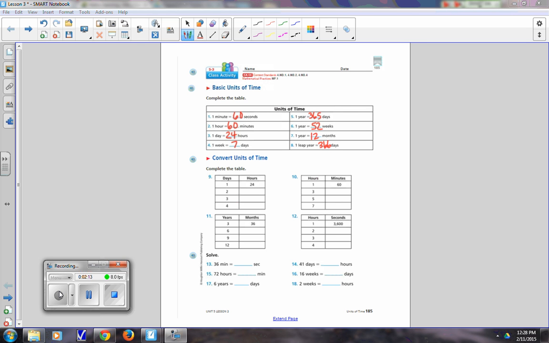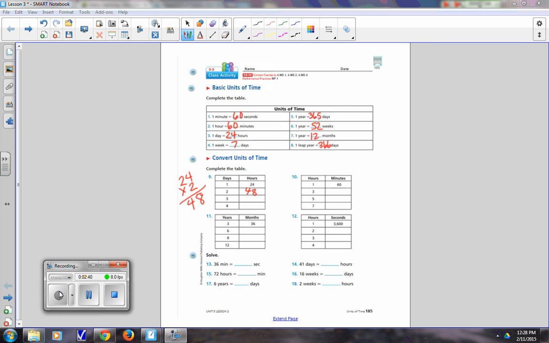So we know that 1 day is 24 hours. If we want to go 2 days, we would do 24 times 2. Which we know is 48. And we would just continue this pattern to fill in this table. 24 3 times, 24 4 times.